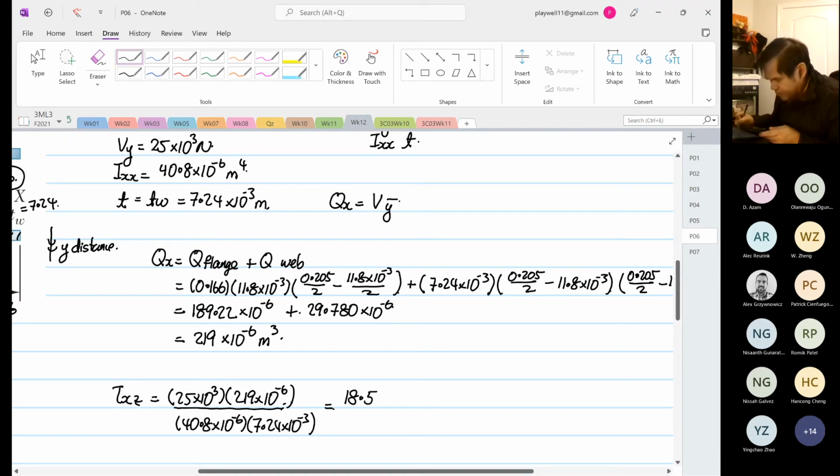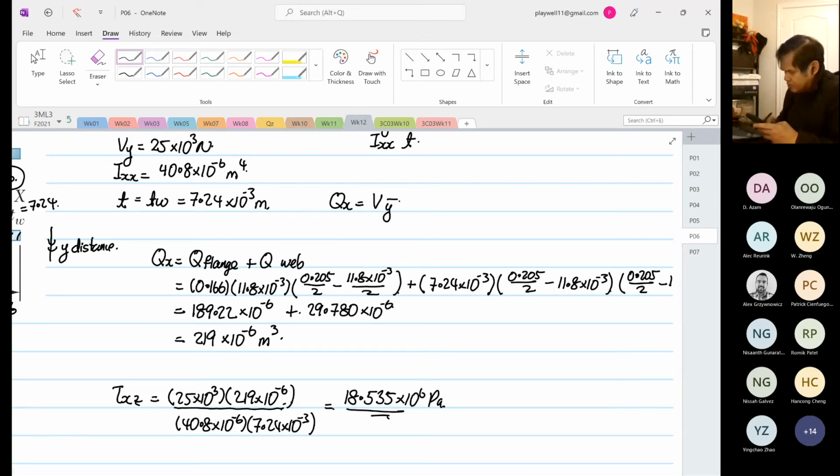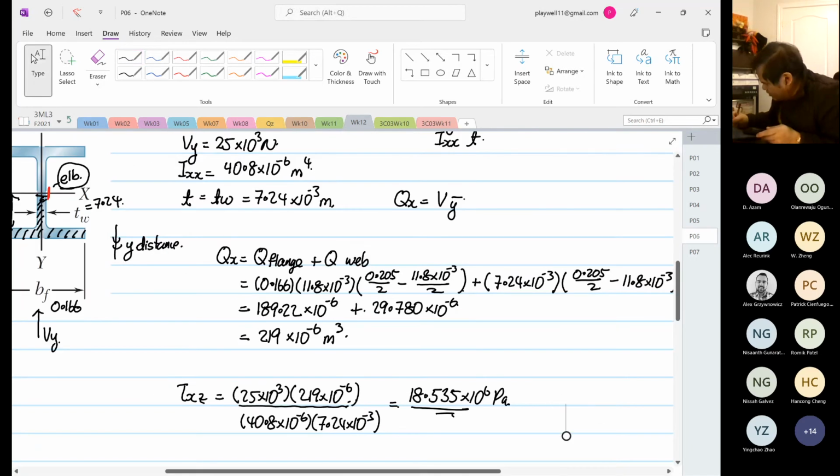535. I'm going to calculate the principal stress for you to highlight what I meant earlier. So 25 power 3 times 219 power minus 6, divided by 40.8 power minus 6, divided by 7.24 power minus 3, is 18. So 18 point 535, and it's going this way.